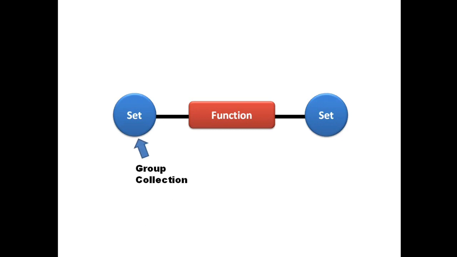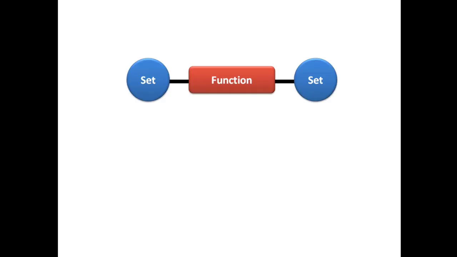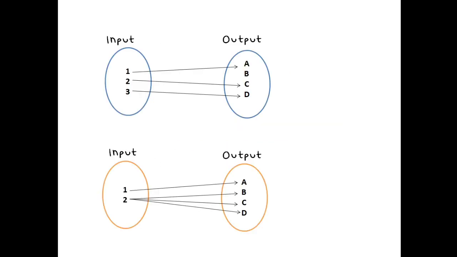A set is just a group or collection of things. Often it's a collection of numbers, but it doesn't have to be. A set could be a collection of other things like letters, names, or just about anything. A function takes a value from an input set and maps it to a value in an output set. Obviously, a function relates a member of an input set to exactly one member of an output set.